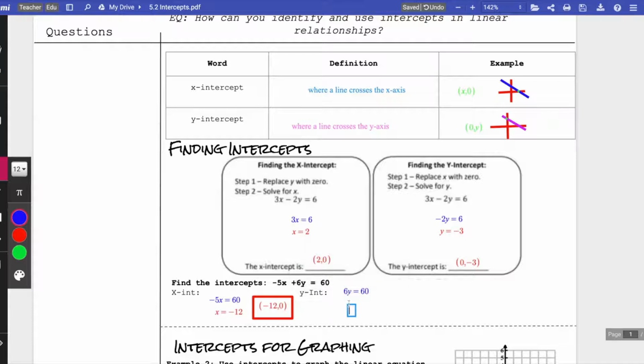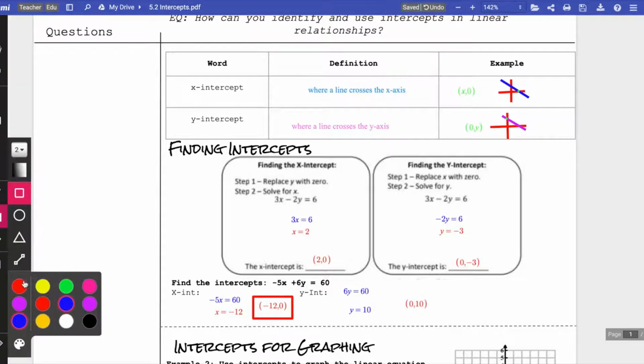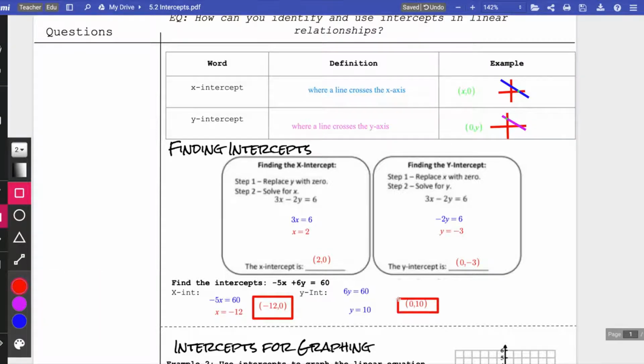And then when I divide by 6, I get y is equal to 10. So then, pretty easy. My y-intercept is the point 0, 10. And that's really all there is to finding the intercept. It's not that bad. What's nice is when you get it broken down, it's really just solving a bunch of one-step equations, which is, again, really easy.